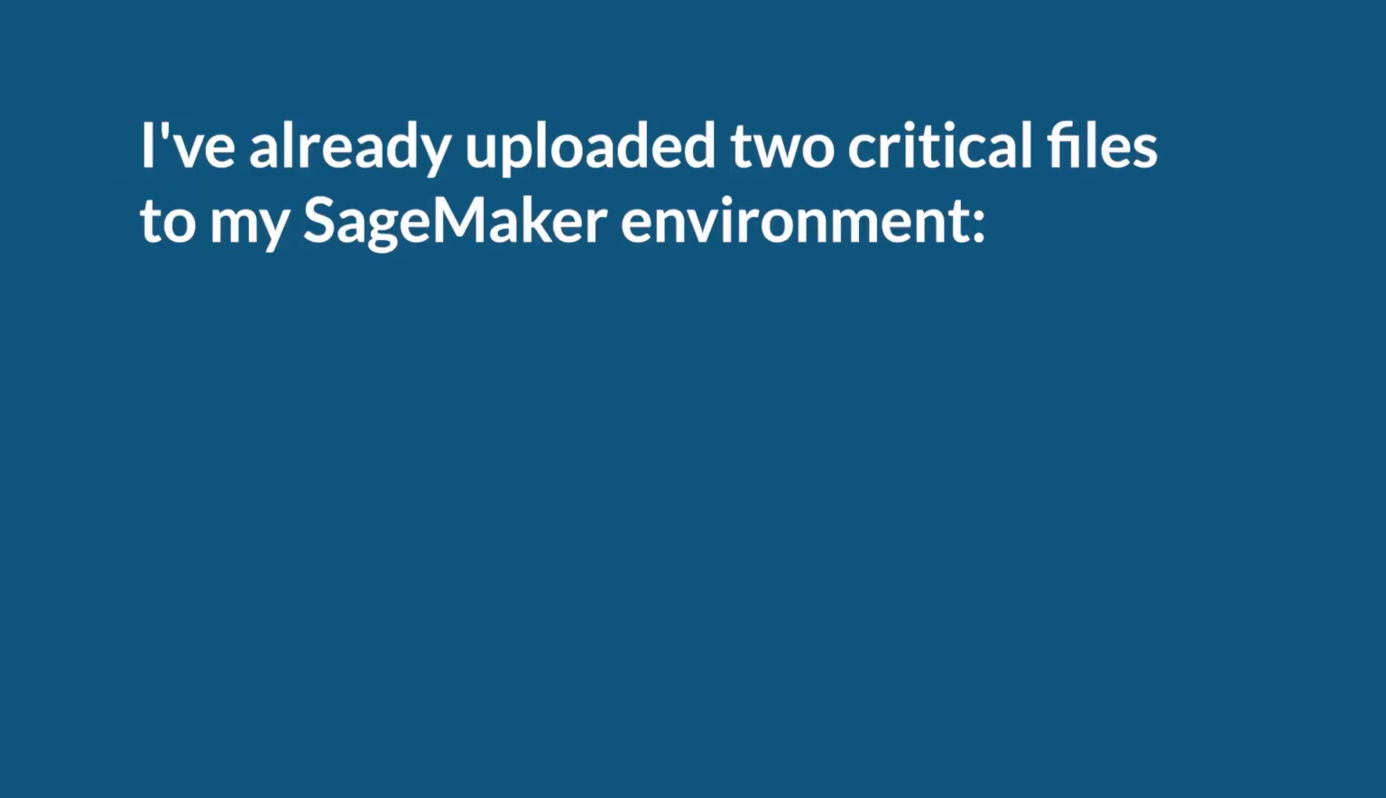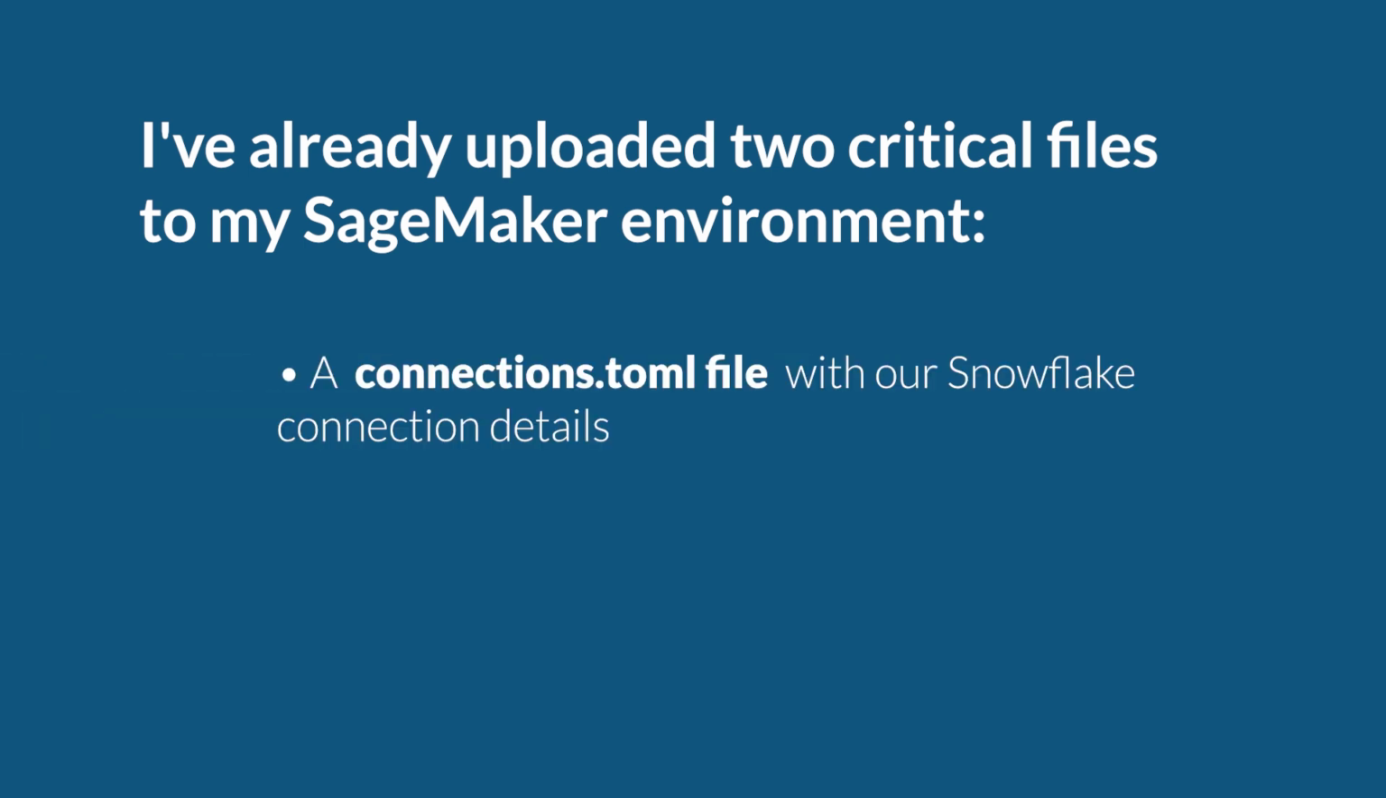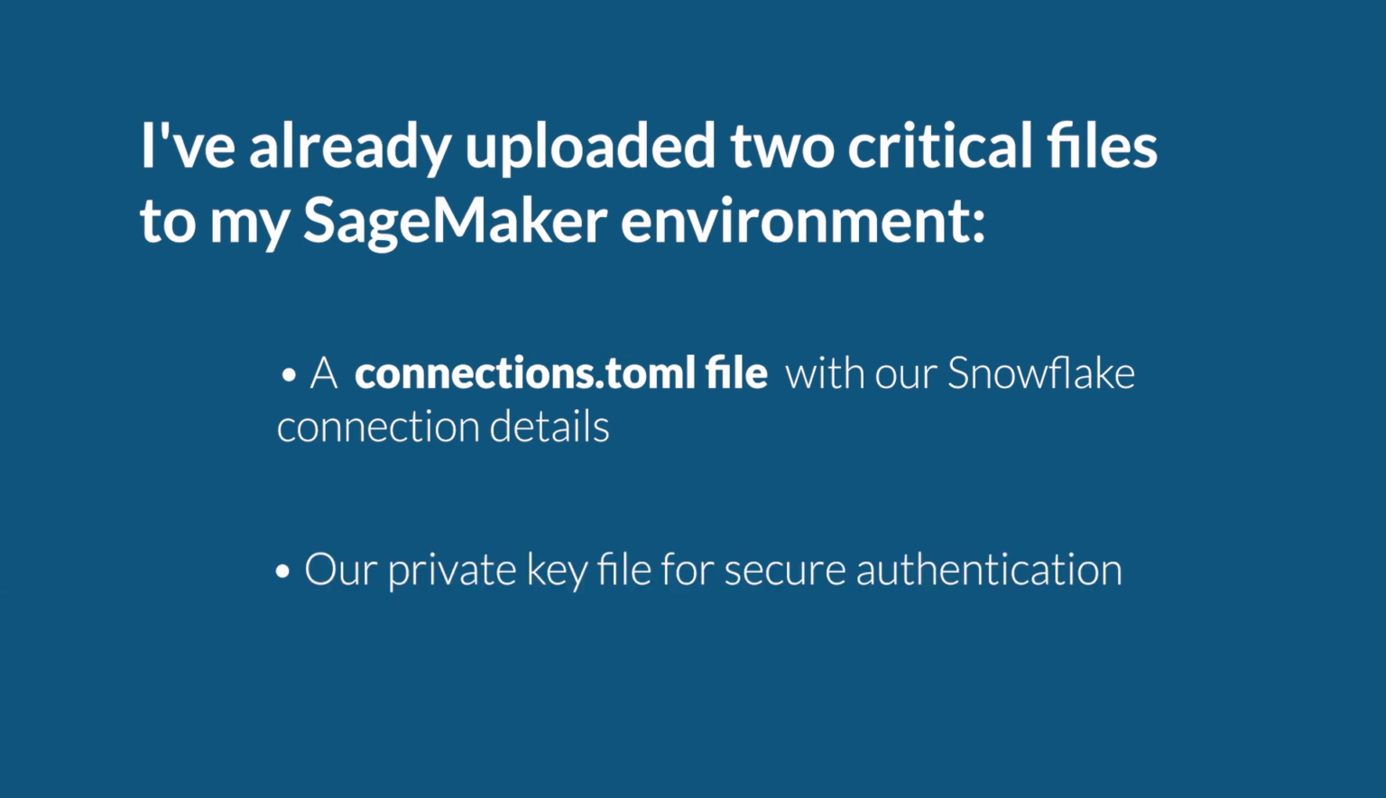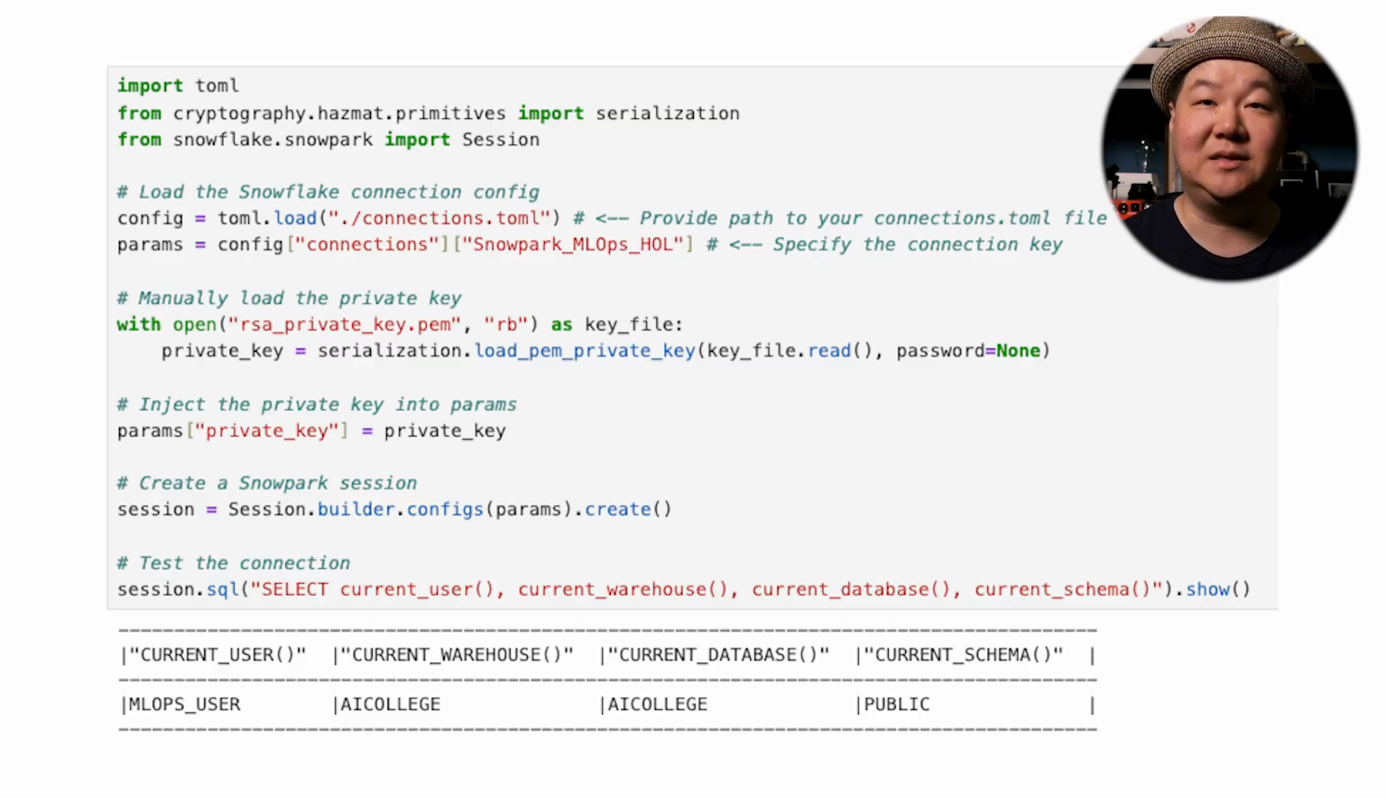Let's dive in. First, we need to take care of authentication. I've already uploaded 2 critical files into my SageMaker environment: a connection file with our Snowflake connection details, and also our private key for secure authentication. This connection file points to our Snowflake account, specifies our service user, and references our private key. The key here is using the service account we set up earlier. Now, let's establish our Snowflake connection. Perfect. We've connected and authenticated.